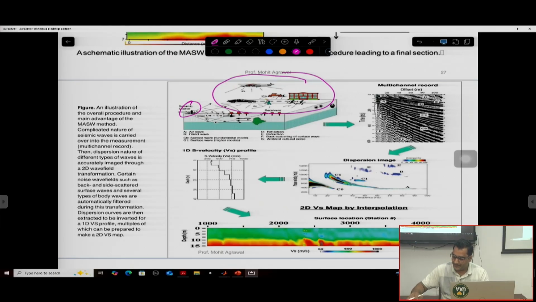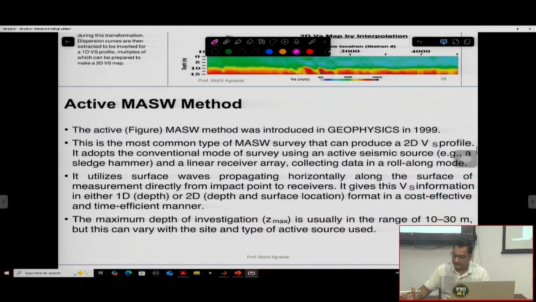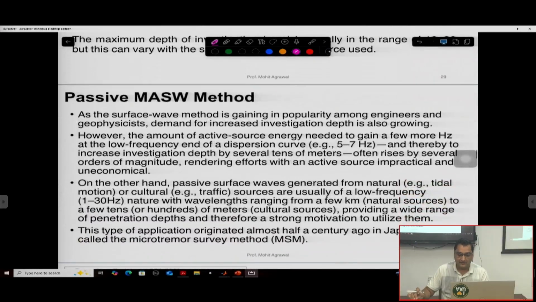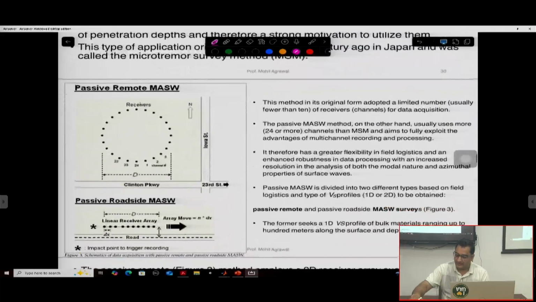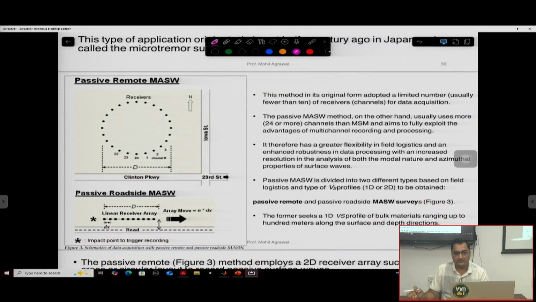And the active MASW does use some active sources such as the sledgehammer, and you can produce a 2D VS profile, but the maximum depth of investigation is in the range of 10 to 30 meters. On the other hand, the passive MASW can give you the deeper estimates of the velocities, and you can use it in two kinds of survey styles, like passive remote MASW and passive roadside MASW.